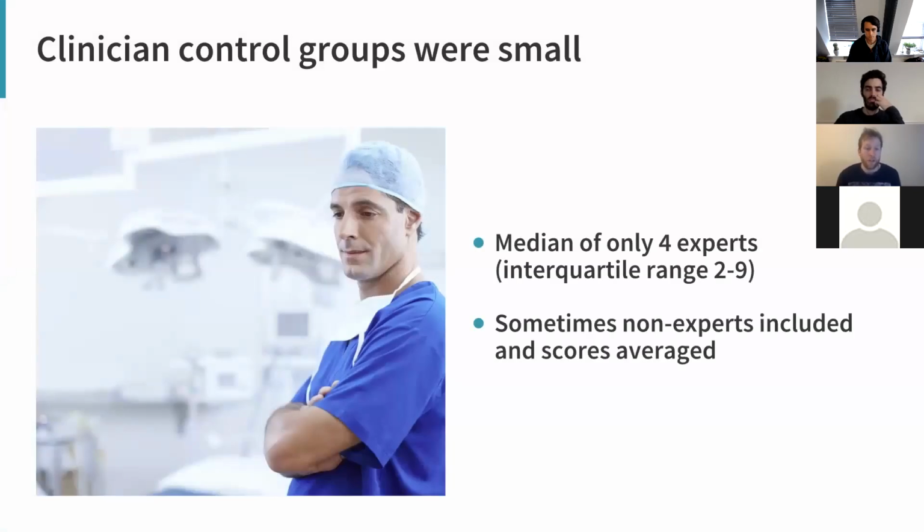The first of those was that, on the whole, the clinician control group tends to be quite small. The median number was 4, the interquartile range was 2 to 9. Some studies also reported non-experts and averaged the performance between the two. I think one reason we're not seeing a huge number of clinicians in these studies is that it's very time consuming to recruit clinicians and to test their performance, because when you're doing deep learning studies, you're typically looking at a very large number of samples.